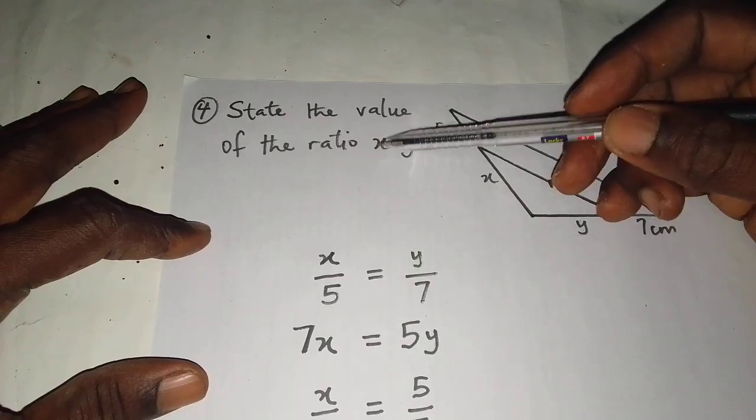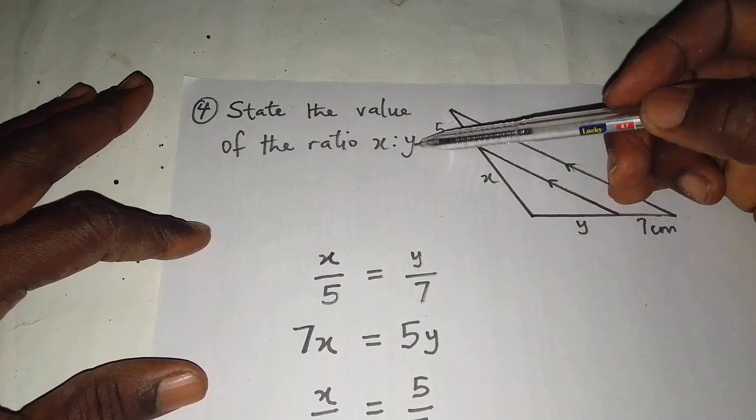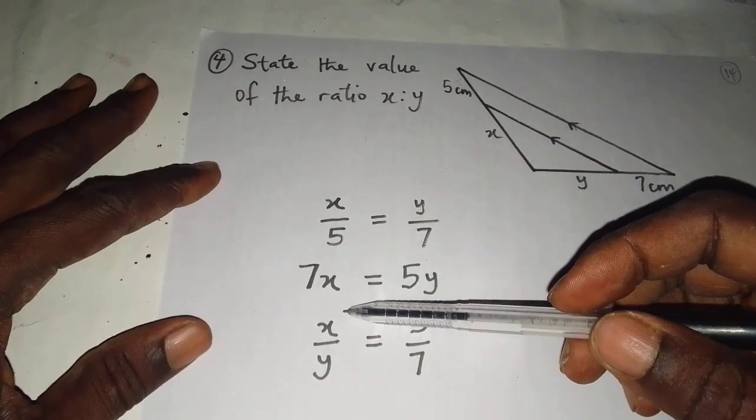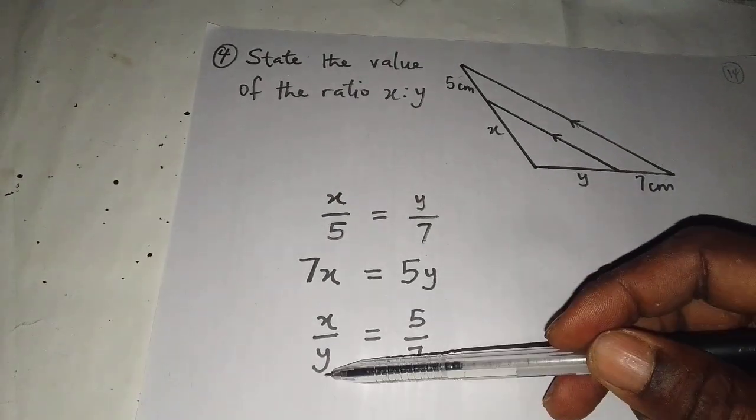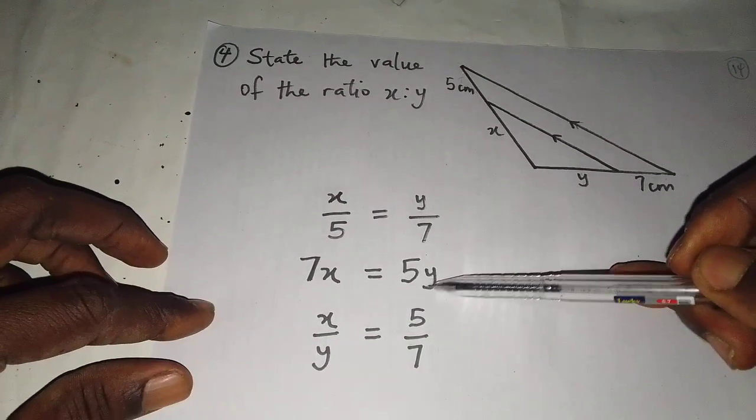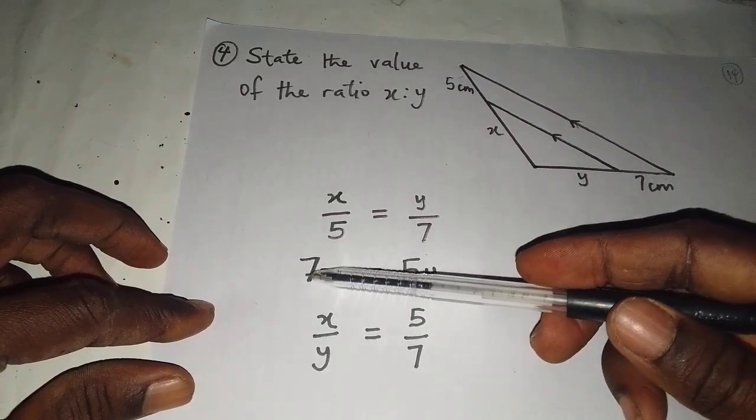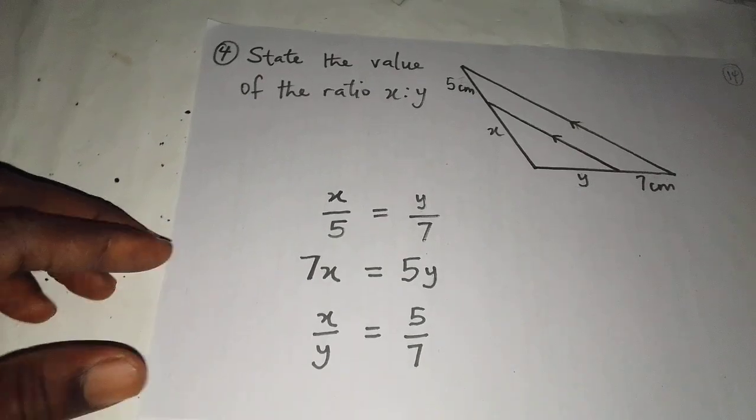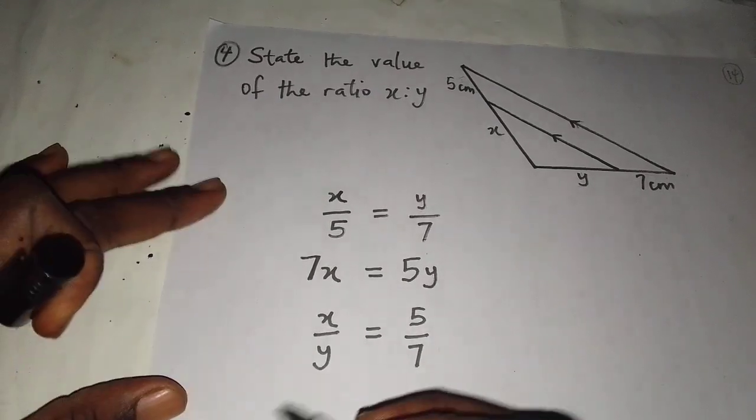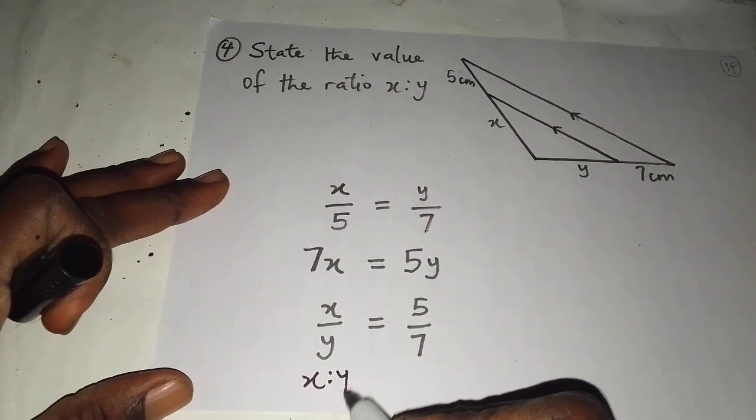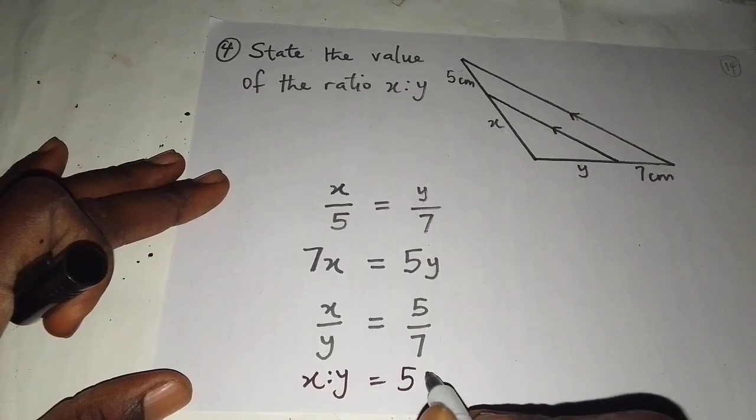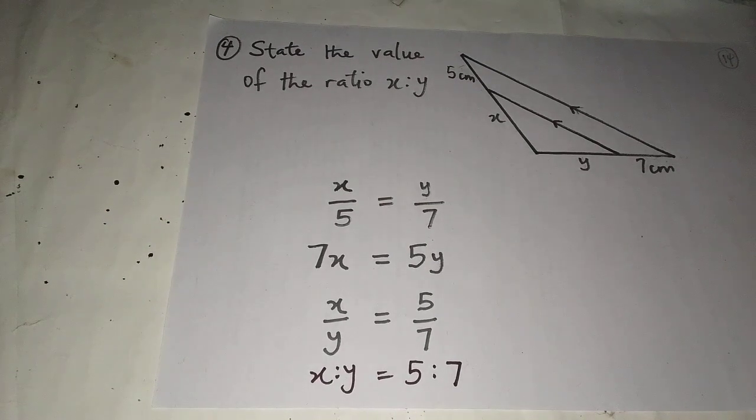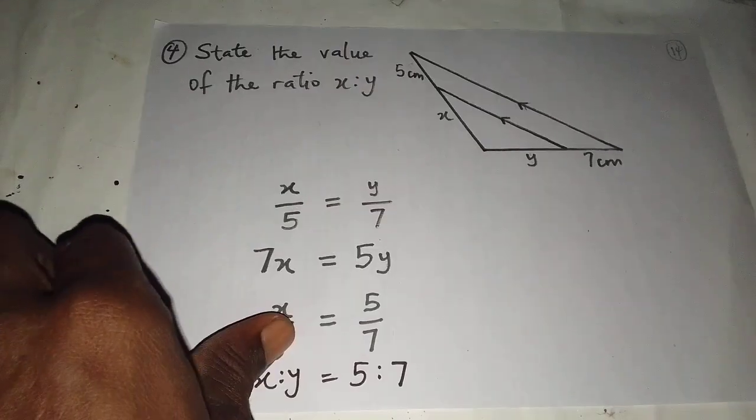Now the question says we are to look for the ratio of x to y. Now in this situation, since x is here, let me bring this y to this side so that it will be x over y. So this 7 that is multiplying here, I will bring it to this side to be 5 over 7. So this means that the ratio of x to y is equal to 5 to 7. x to y equals 5 to 7.